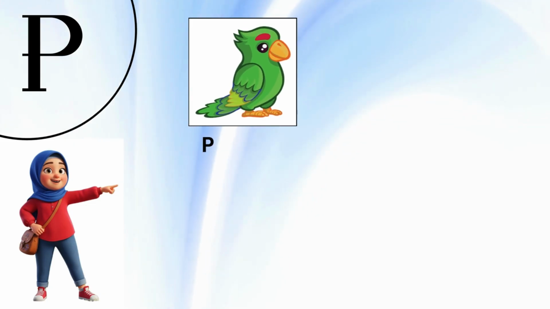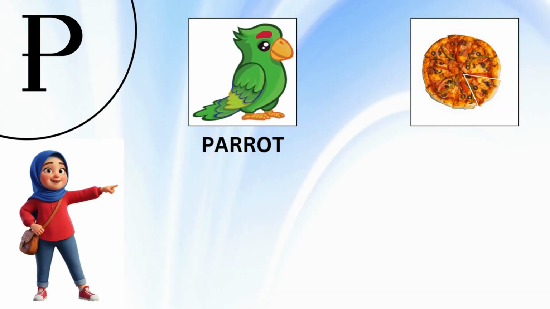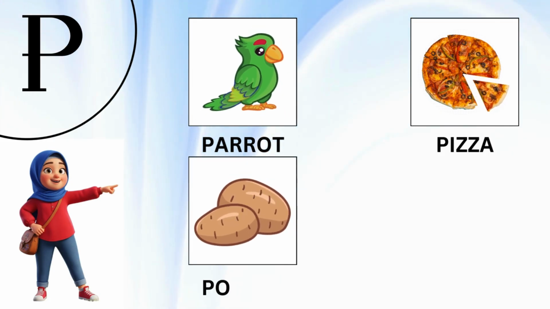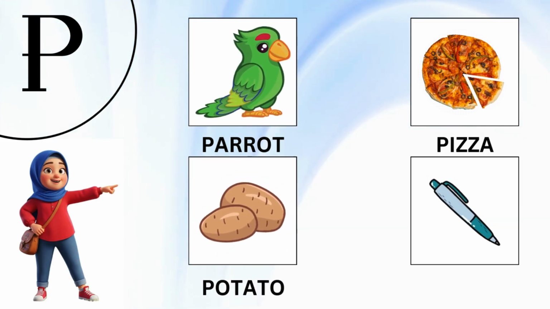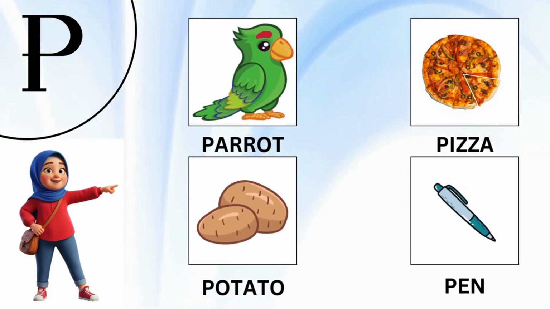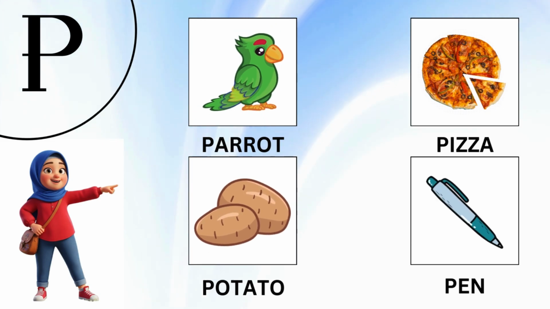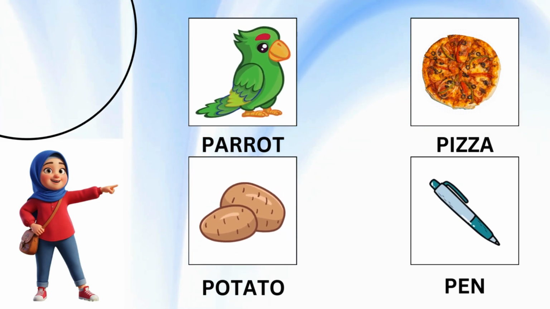This is letter P. P is for parrot. P is for pizza. P is for potato. P is for pen. Parrot, pizza, potato, and pen.